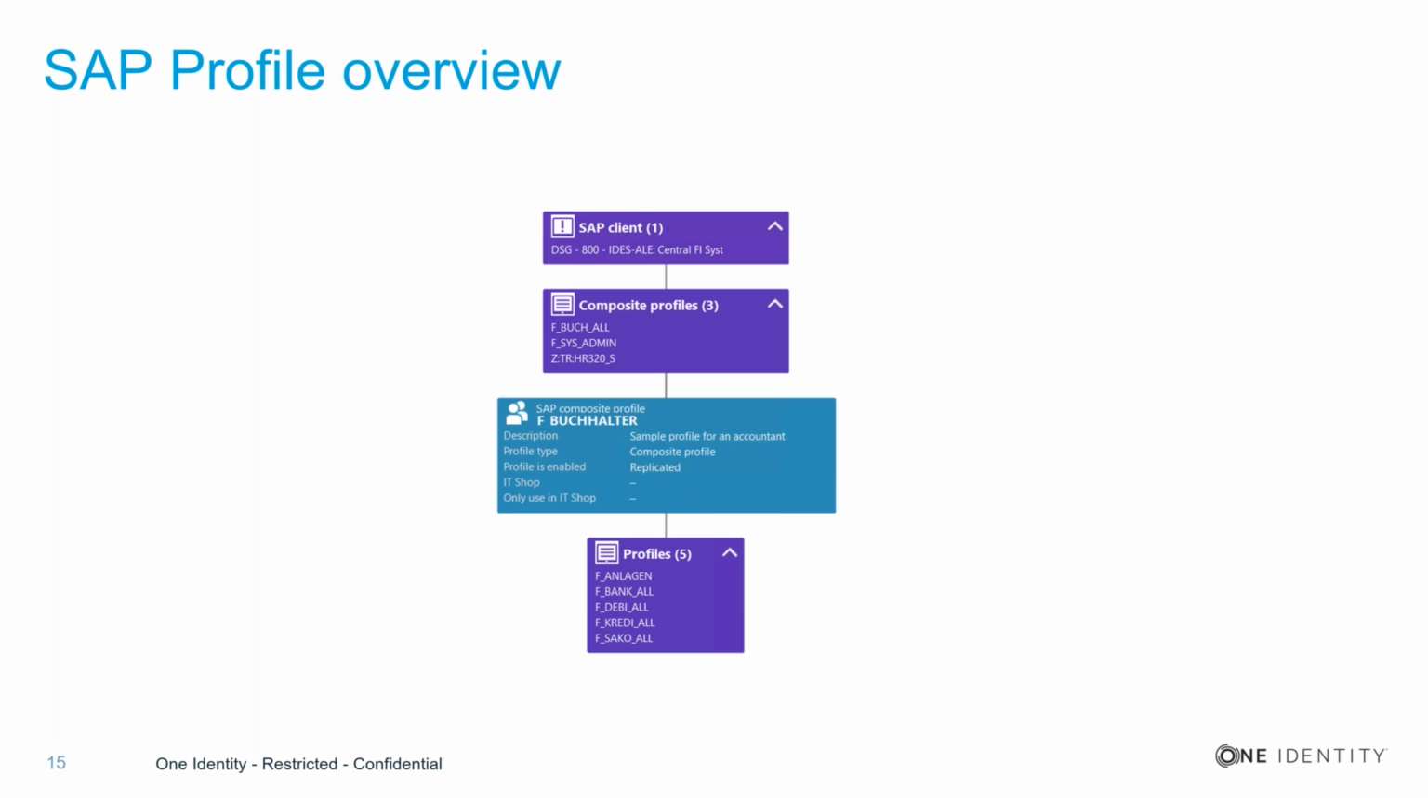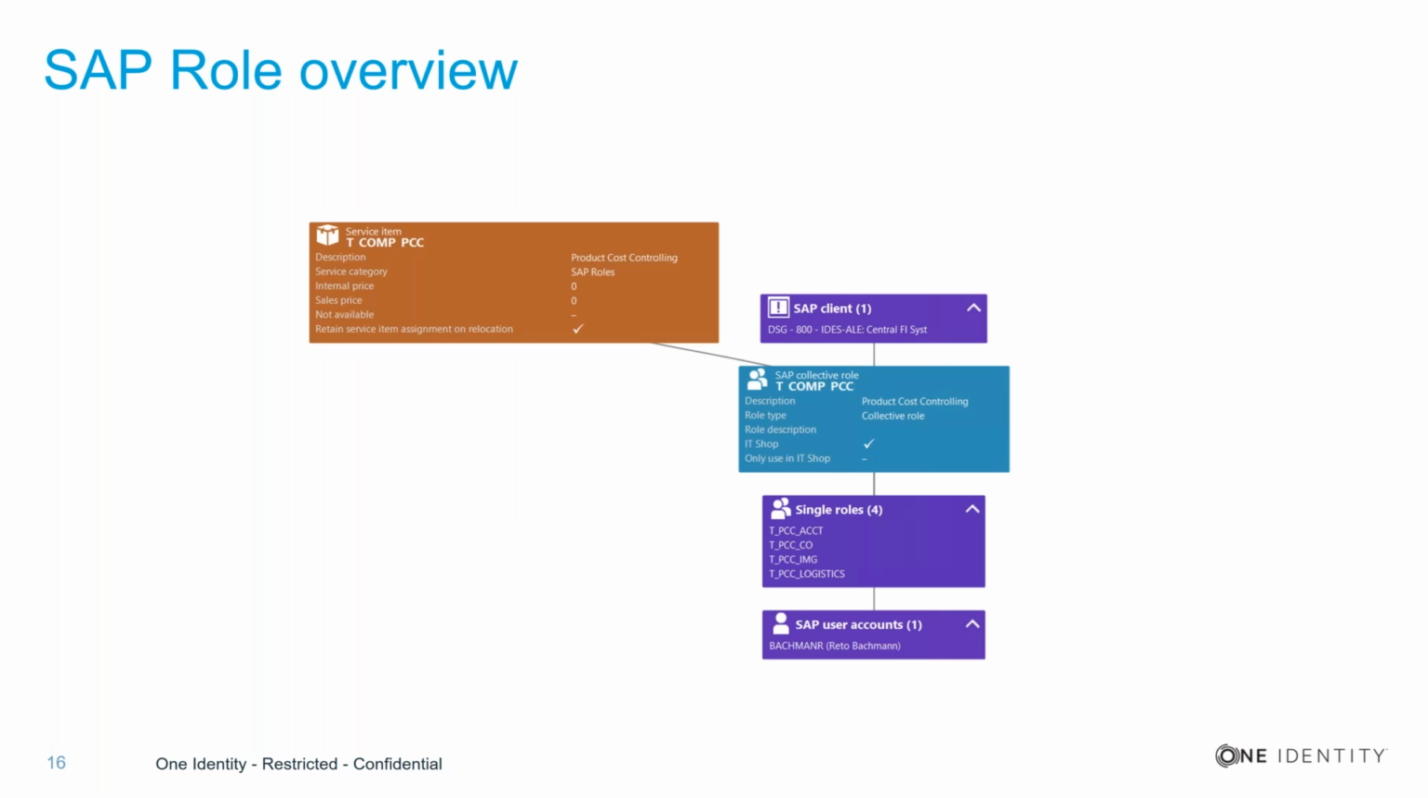Moving on to SAP role details, we can see the overview of an SAP role in One Identity Manager. This SAP collective role TComp PCC contains 4 single roles and is being assigned to an SAP user account. In One Identity Manager, we know composite roles that consist of a number of single roles, and single roles which are created with the role administration tool in SAP and allow the automatic generation of authorization profiles.